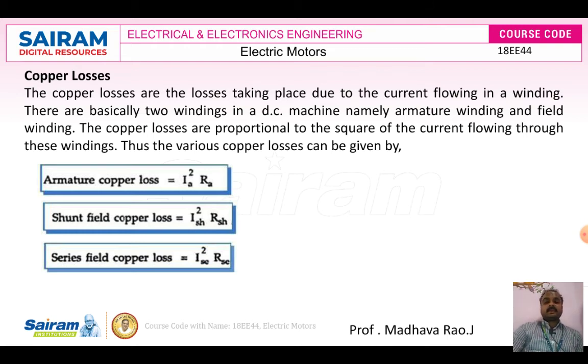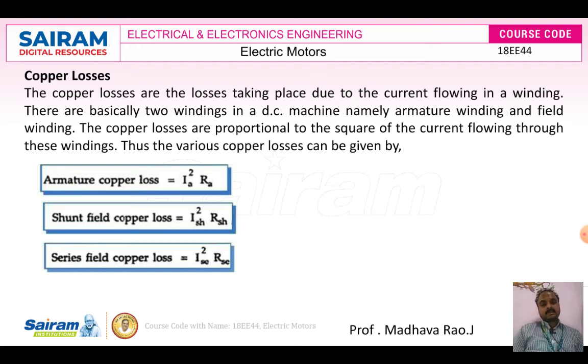There are basically two windings in a DC machine normally: the armature winding and the field winding. The armature winding is placed on the stator part of the DC machine. The field winding is placed on the rotor part of the DC machine. The copper losses are proportional to the square of the current flowing through these windings. So those copper losses are called variable losses.